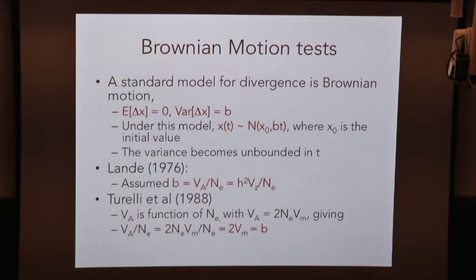So what is this variance? Well, Lande showed it's pretty easy. That's simply the added variance over Ne. And I can write that as the heritability times the phenotypic variance divided by the effective population size. Why am I doing this?